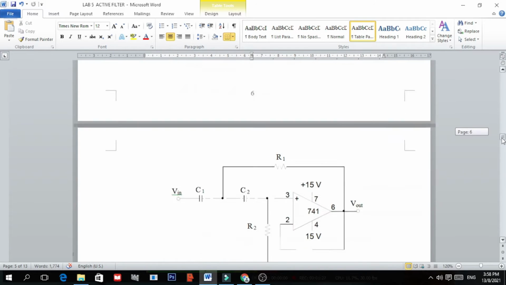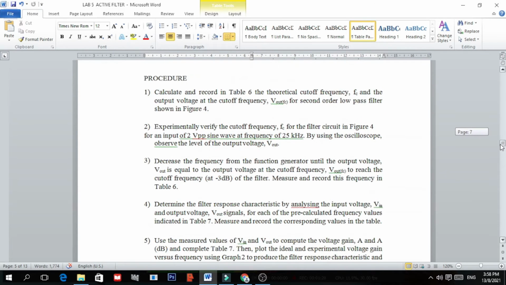And as for high pass filter, same as the low pass filter, calculate and record in table 6 the theoretical cutoff frequency and also output voltage for the second order high pass filter. And for this, we need to use input of 2 Vp at frequency 25 kHz.